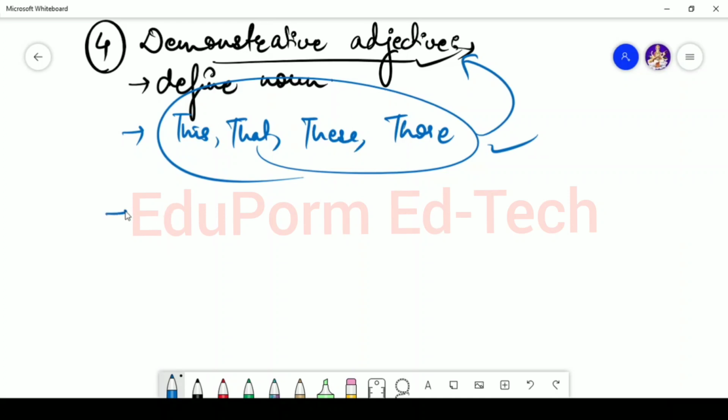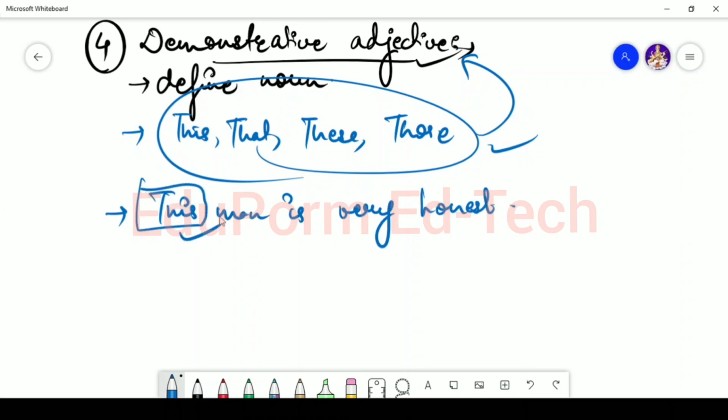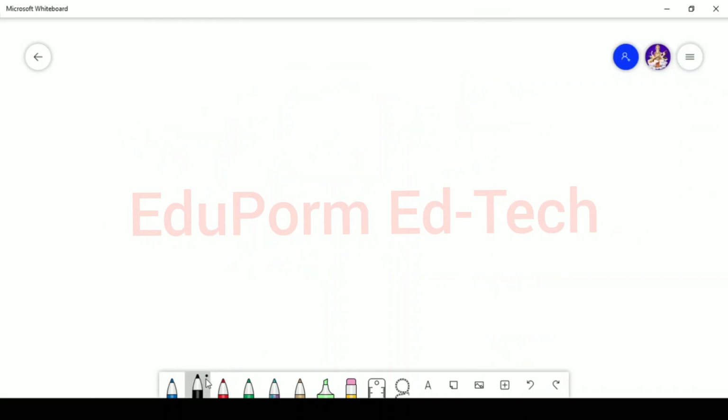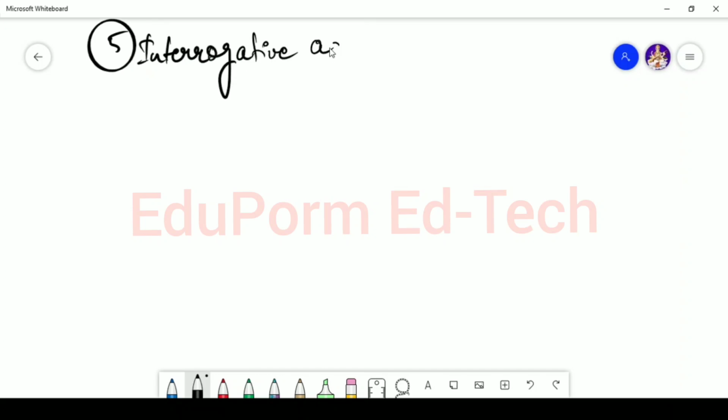Let's say for example, this man is very honest. Here you used the adjective this to demonstrate that particular man, to define the noun. The noun used here is man. These kinds of adjectives are known as demonstrative adjectives. Now next we have interrogative adjectives. The name itself suggests that interrogative means we are going to talk about interrogation, that is, questions.